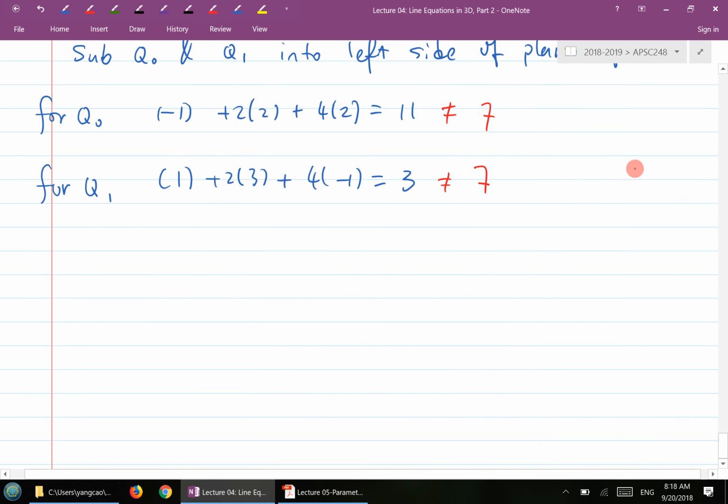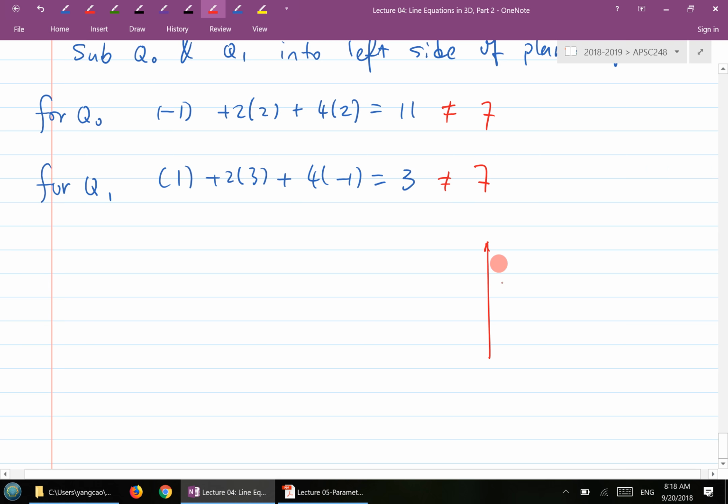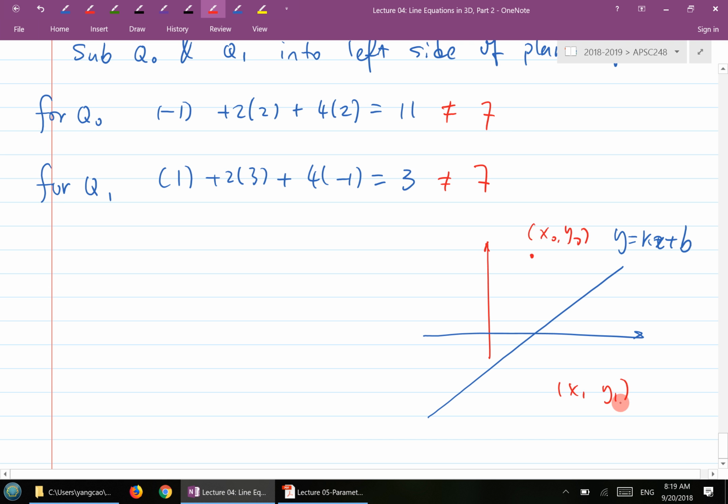So maybe the same question I will ask you is this. If I give you a line y equals kx plus b, for example, and then you are also given a point here, let's say x0, y0, or here is x1, y1. Now you would have exactly the same kind of question: is this point on the top side or this point on the left side? How do you determine that, basically?